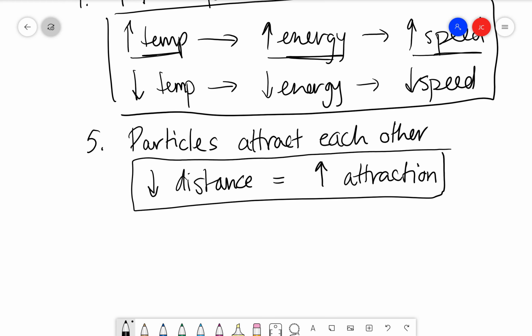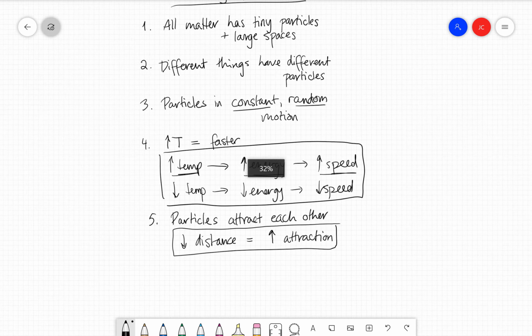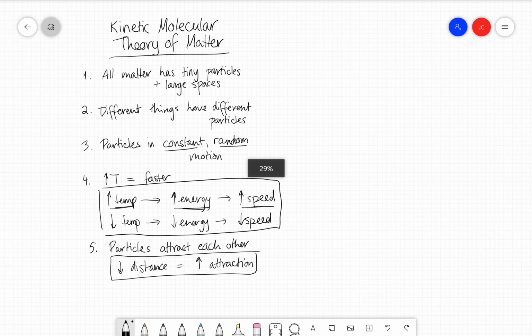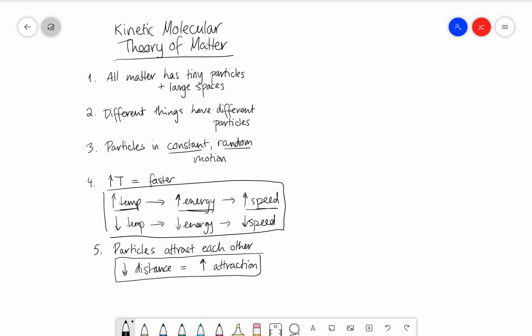And this is really the core concepts, just these 5. But the important part about the kinetic molecular theory of matter is not just that it exists, but that it explains real-life phenomena. And I'm going to try and explain a few of them.